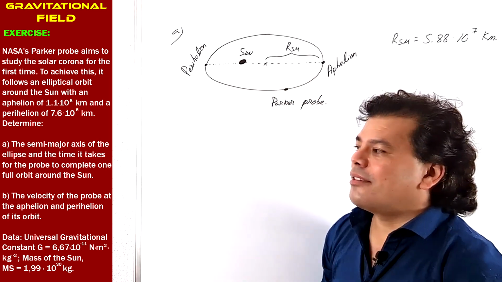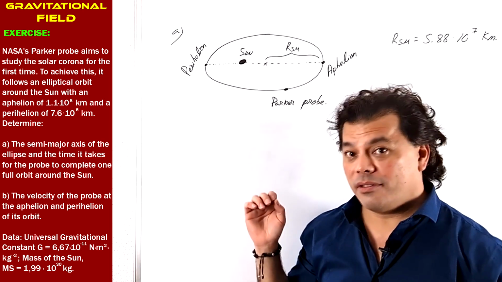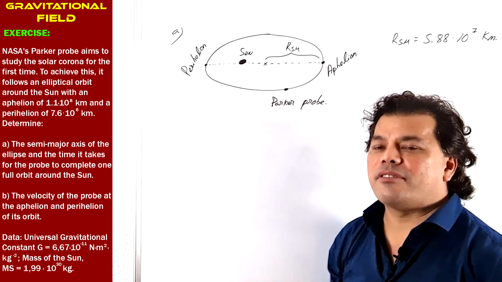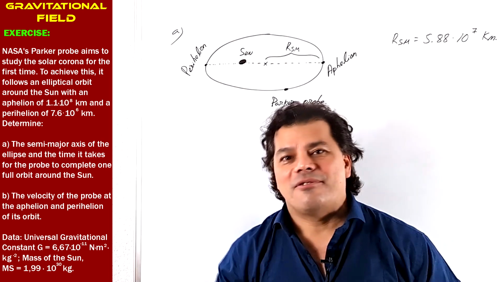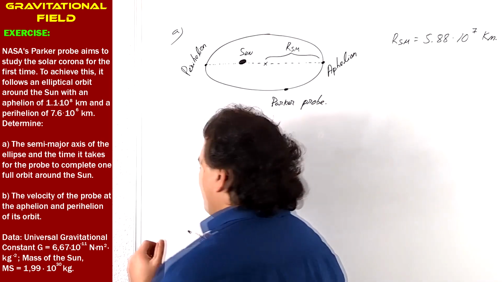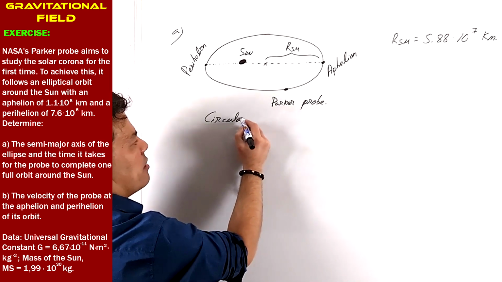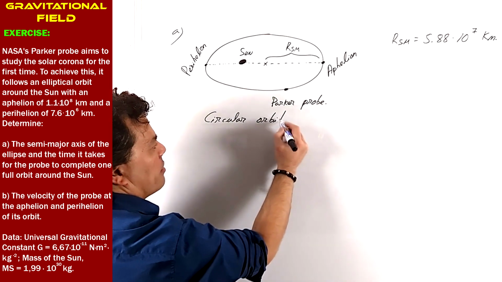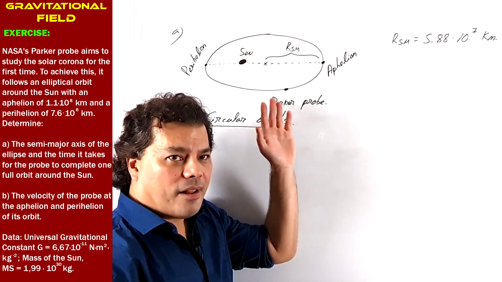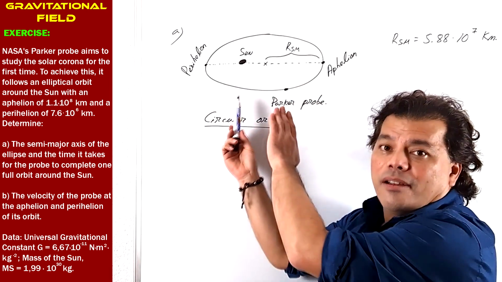And now we are asked to calculate the time it takes the probe to complete one full orbit around the Sun. The time it takes our Parker probe to complete one orbit around the Sun. And it's time to introduce you to one of the most important movements in gravitation. The thing you're going to learn only applies for circular orbits. I know that our orbit is not circular but elliptical, but the conclusion we're obtaining this way will be used in our elliptical orbit.